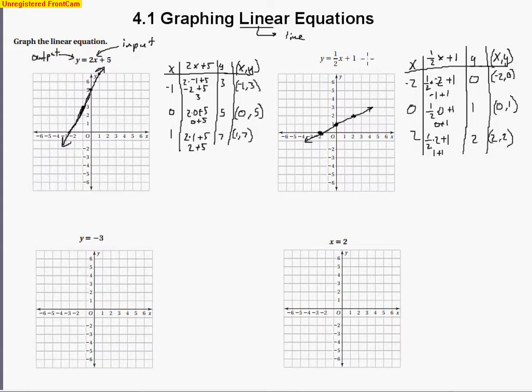Notice both of these equations have positive slopes. Slope is the change of y over change of x. We're going to talk about that a little bit more in future lessons, but notice that as my x values get bigger, my y values get bigger. So you can see that especially here. See, your x values are getting bigger, your y values are getting bigger.